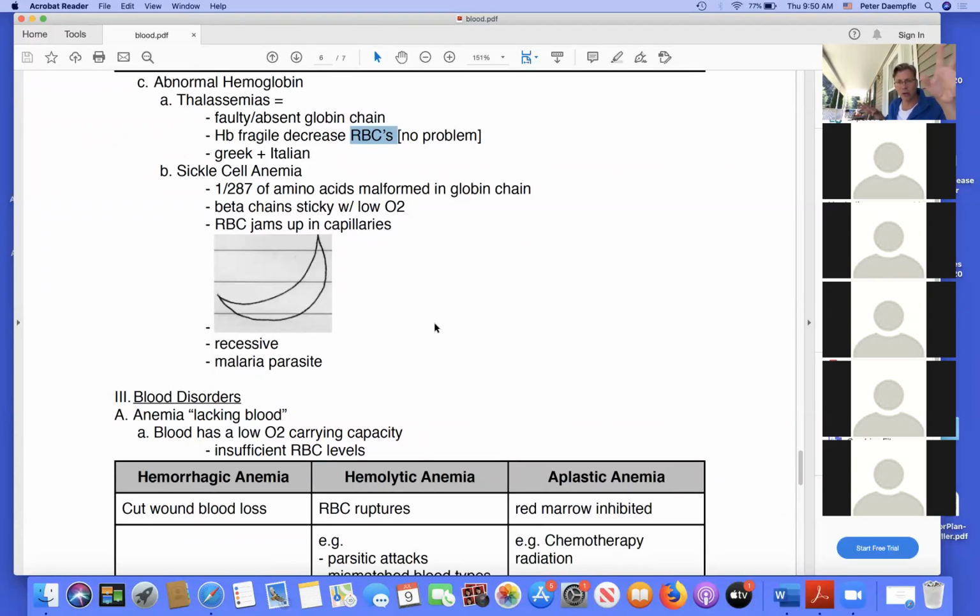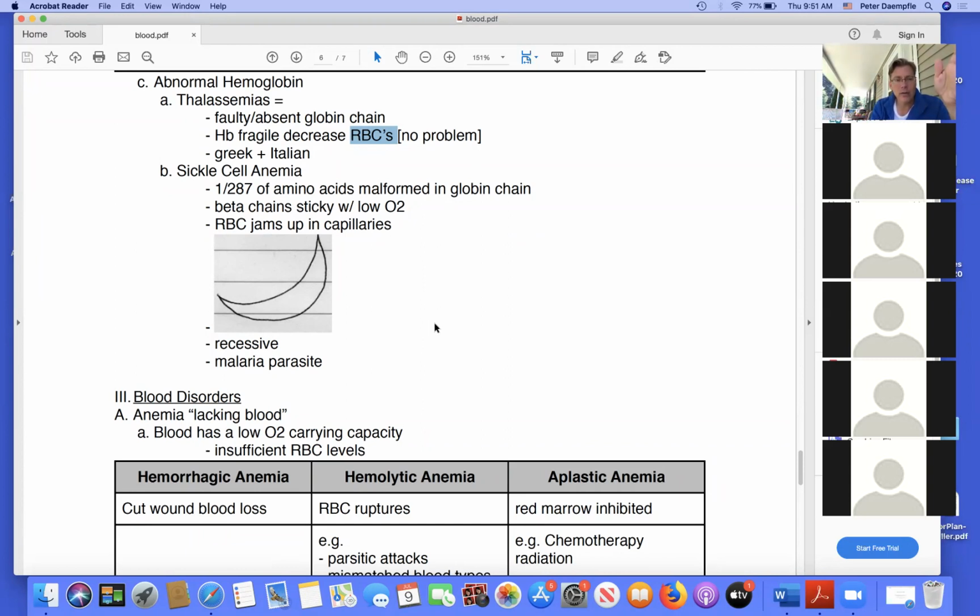And just to make a long story short, in the interest of time, when there are low oxygen conditions, that's when the condition is exacerbated. Why? Because the beta chains get sticky with low oxygen. And so you get more clotting and more tissue damage and organ damage with it.